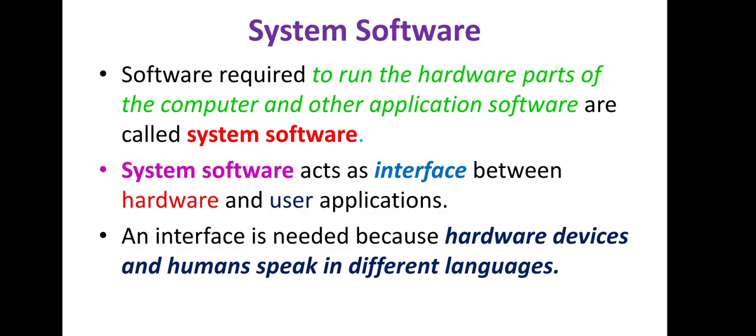So what is a system software? The software required to run the hardware parts of the computer and the other application softwares is called system software. This is the primary one which we have to install in the system, so that whatever hardware components are there, if you want to make them function, first we have to provide a software for that. That software is known as system software.